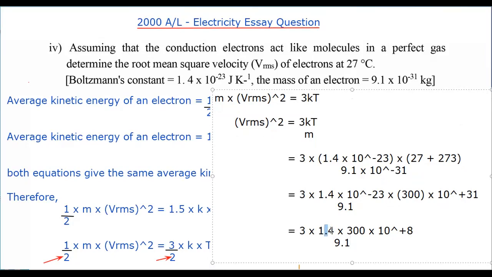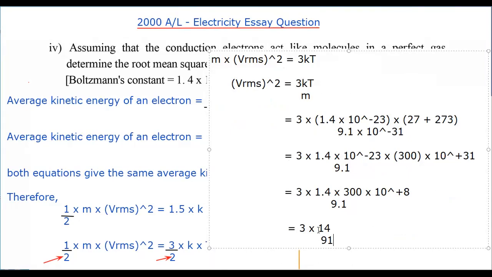So finally, it's a huge simplification. One decimal point of 1.4 can be taken to this side, so it will be 14. One decimal point of 9.1 can be taken to this side, then it will be 91. 3 will be there. 1.4 will be 14 and this 9.1 will be 91. I have taken one decimal point from both numbers. Is it clear here? And we have 300. I'll write this 3 into 10 to the power 8 with these two zeros. Otherwise you will be confused. Into 10 to the power 8. Right. Now use the calculator and tell me the value.